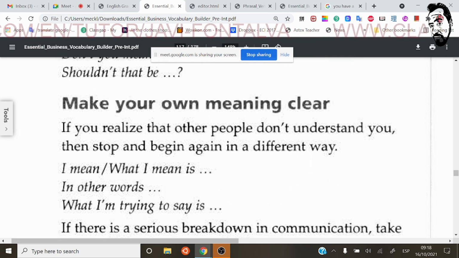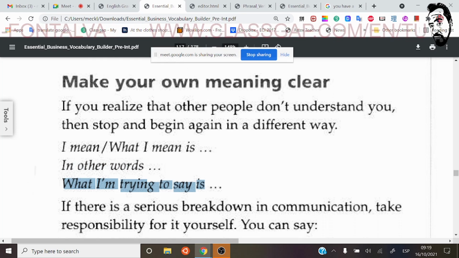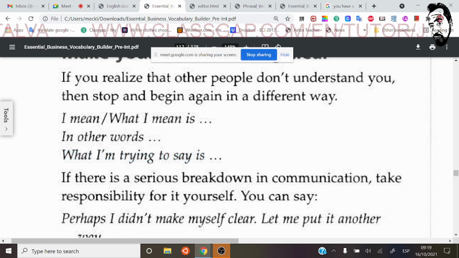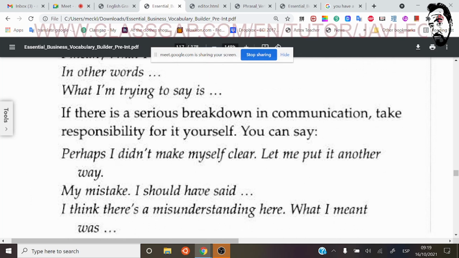Make your meaning clear. Okay, sometimes you want to make a point. You want to make your meaning clear. So you could say, I mean, quiero decir, es decir, what I mean is, lo que quiero decir es, in other words, en otras palabras, what I'm trying to say is, lo que estoy intentando decir es, yeah, alright, easy, yeah?